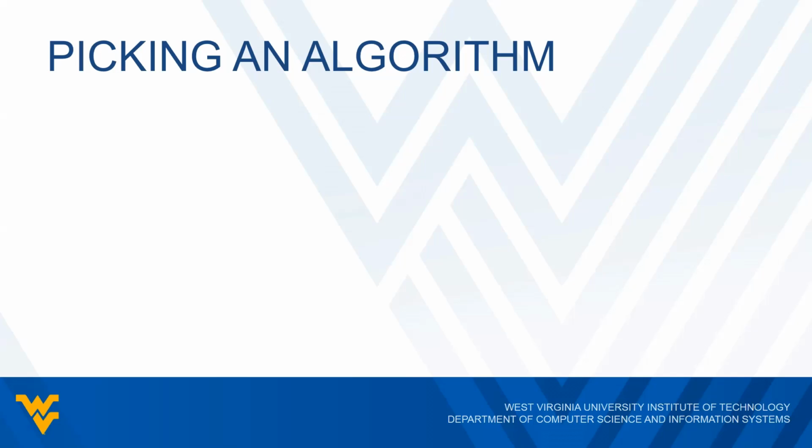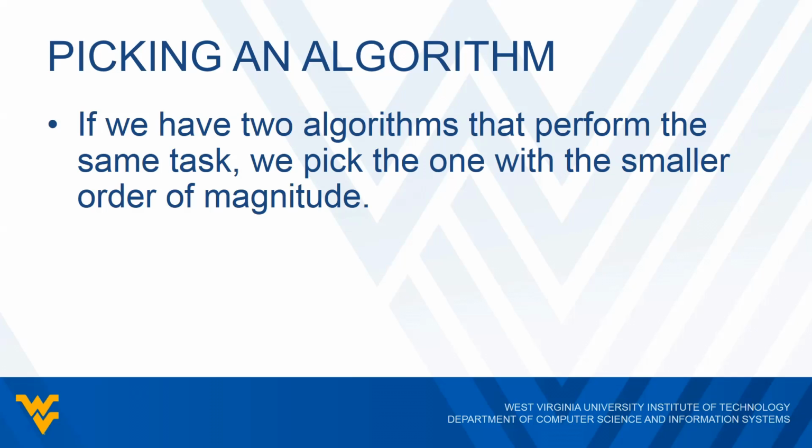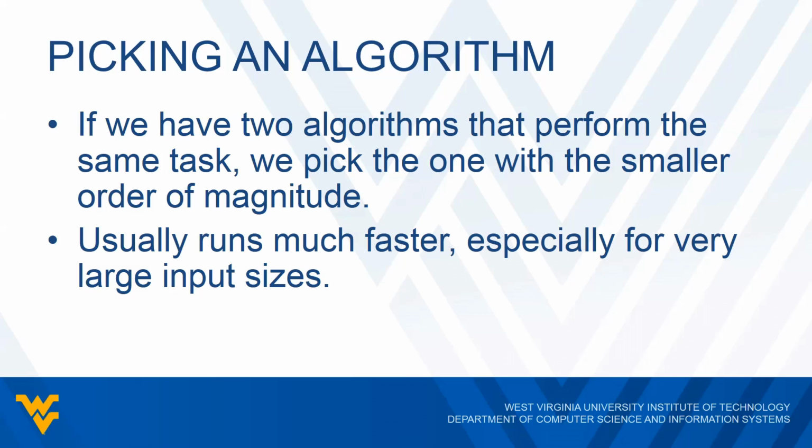So what does this all mean when it comes time to deciding an algorithm? Because remember, we talked before about if I have multiple algorithms that solve the same problem, are there some algorithms better than others? And the answer is yes. If we have two or more algorithms that perform the same task, we want to pick the one with the smaller order of magnitude. These algorithms are normally a lot faster, especially when we consider very large input sizes.